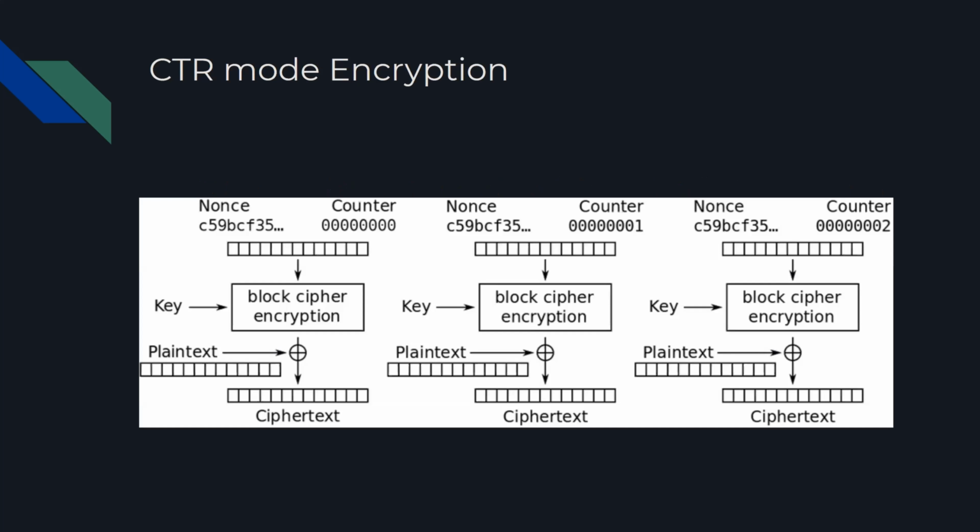So this is the general layout for how the encryption works. You take the nonce at the top, you add the counter to the nonce, and then the nonce and the key get combined and then get XORed with the plain text, and then you get the ciphertext. And it does this for each individual block of whatever you're encrypting.